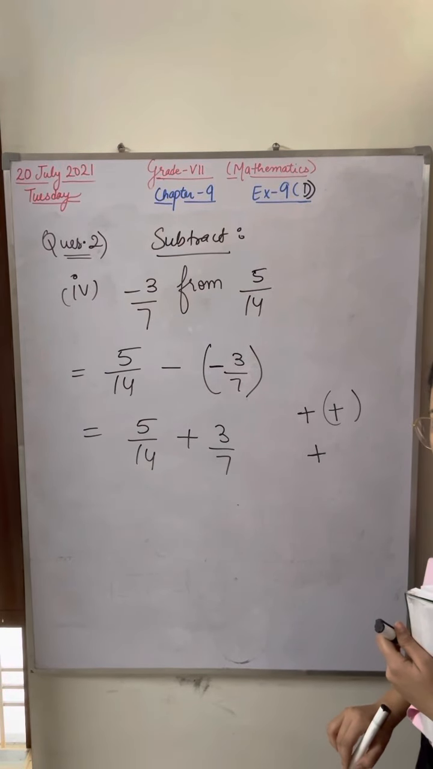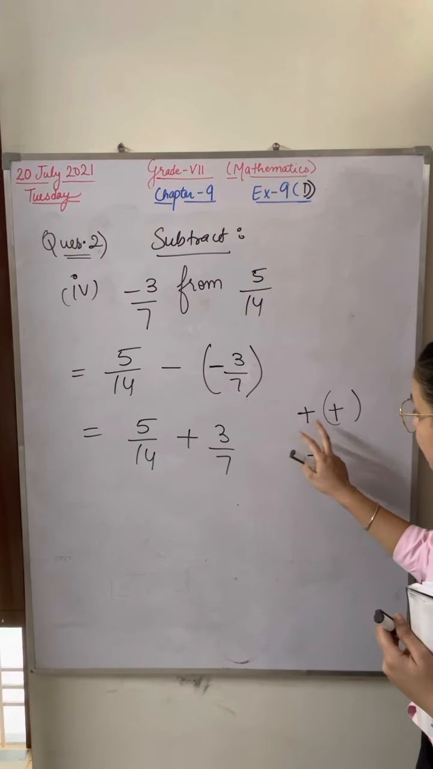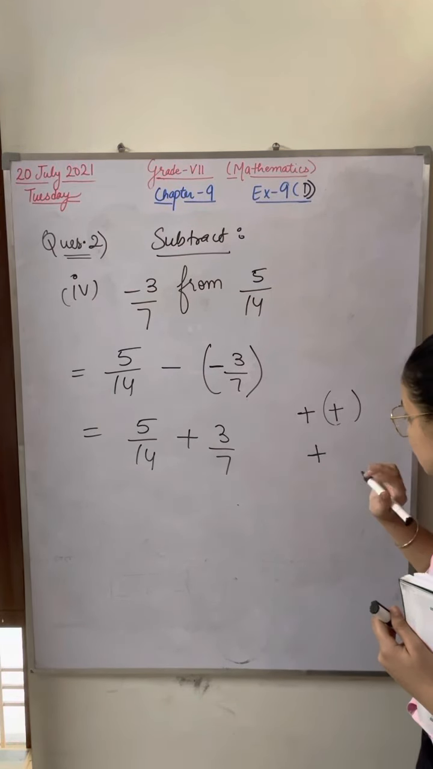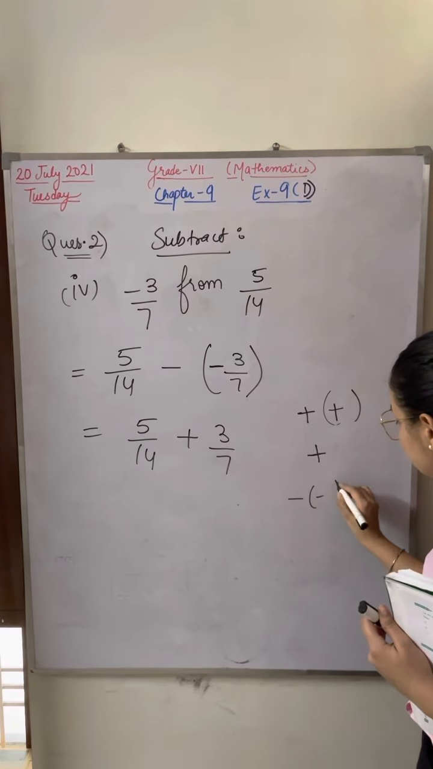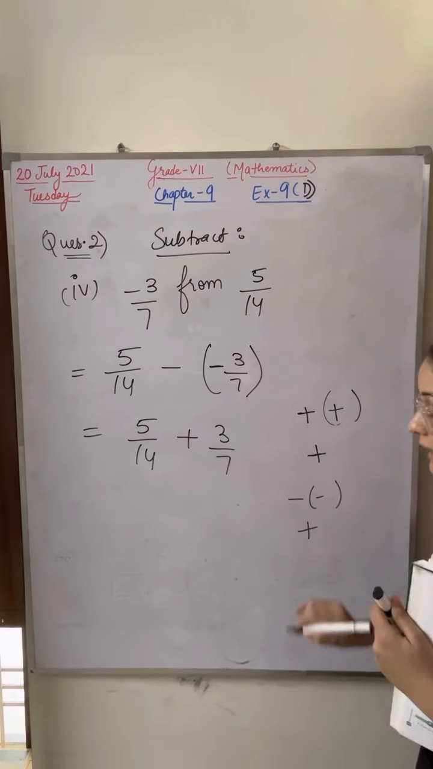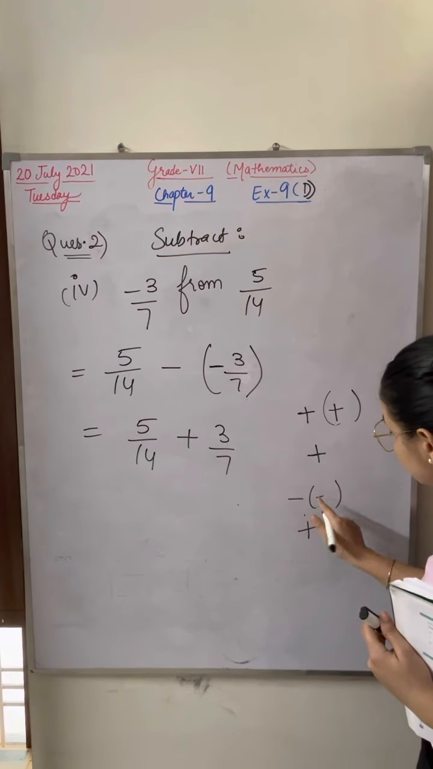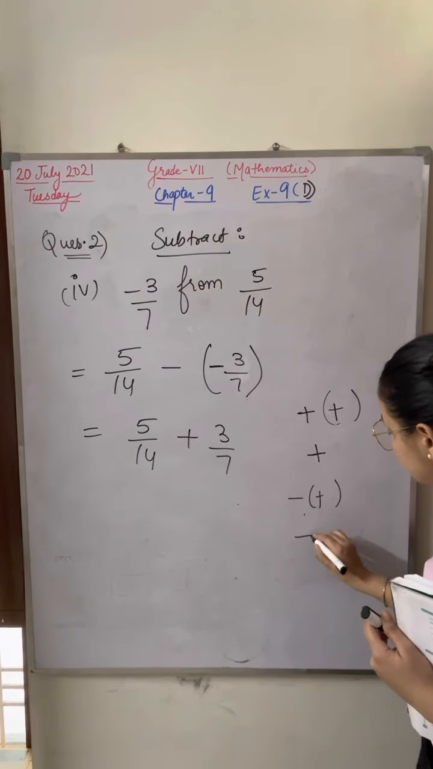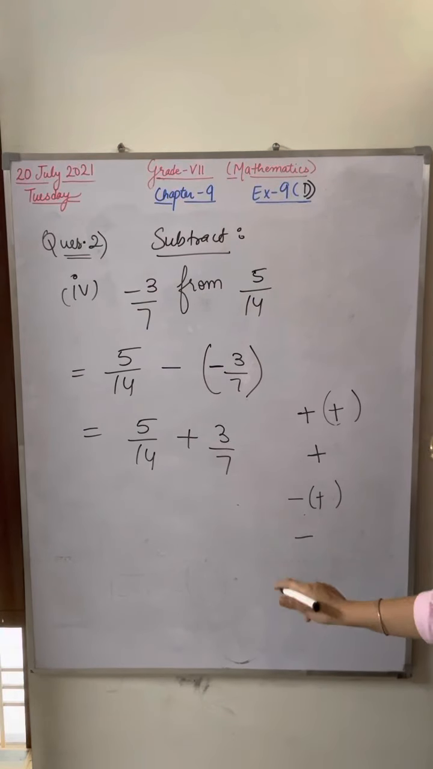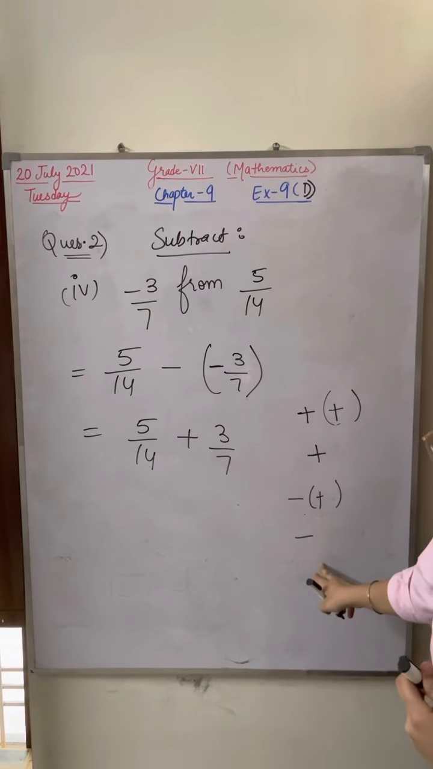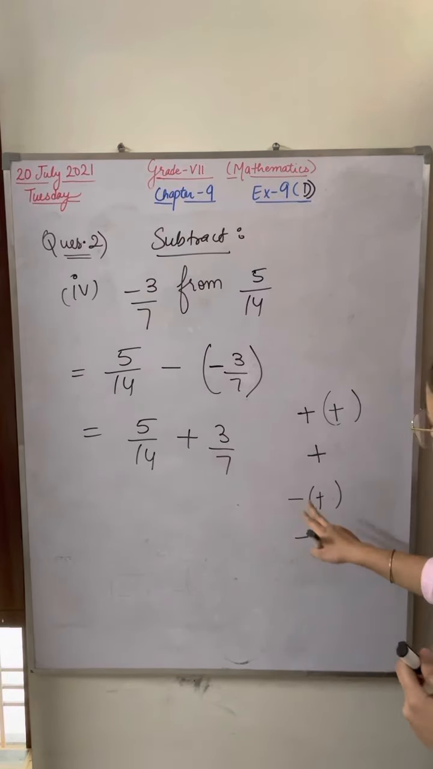Got it? Any doubt? These are the basic rules. Plus plus is plus. Minus minus will become plus. Plus minus and minus plus will become minus. If any one is minus, then it will be minus. If both are minus, it will be plus. If both are plus, it will be plus.